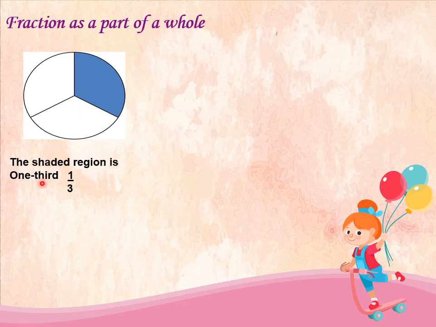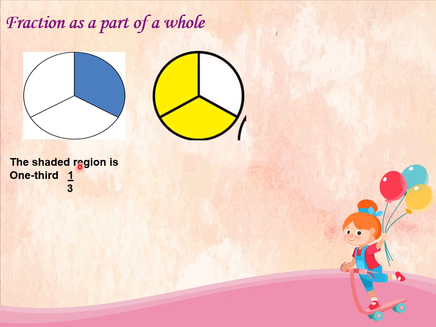What we will write? 1/3. In fraction, 1 upon 3. Now second, the circle is divided into the same number of parts. How many? 1, 2, 3. And how many parts are shaded? 2. So the shaded region is 2/3. In fraction we write 2 upon 3.